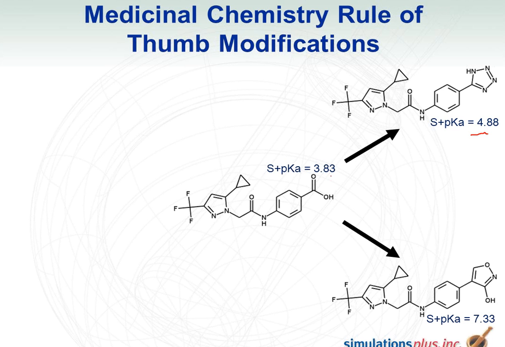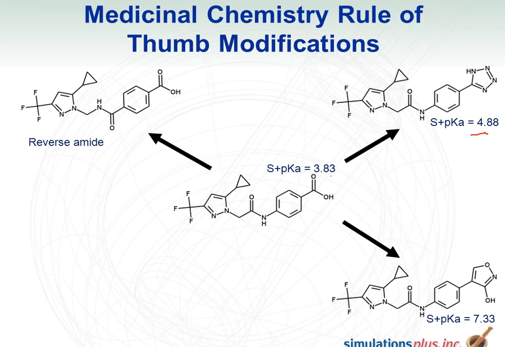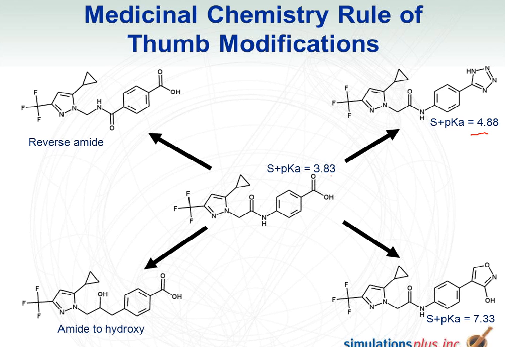Another transformation might be to convert the carboxylic acid into this hydroxyisoxazole. Here we predict the pKa to be 7.3. Remember, though, that a pKa of 7.3 means that more than 50% of the molecule is deprotonated at a pH of 7.4. You also might take this amide bond and simply flip it, to create the reverse amide, and then finally replace the amide with a hydroxy group, which still would contain the hydrogen bond donor and acceptor groups.